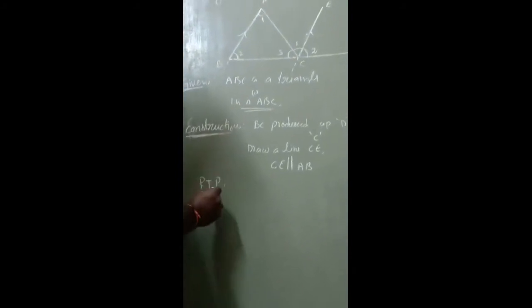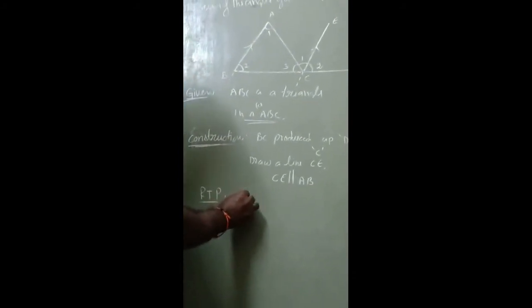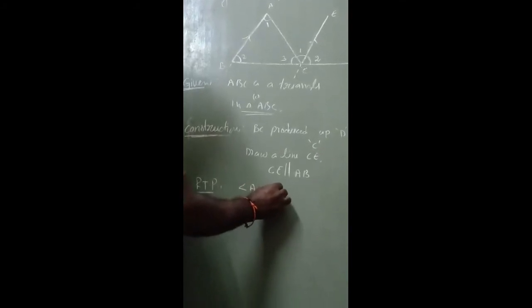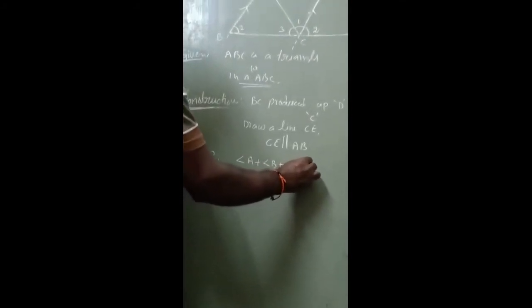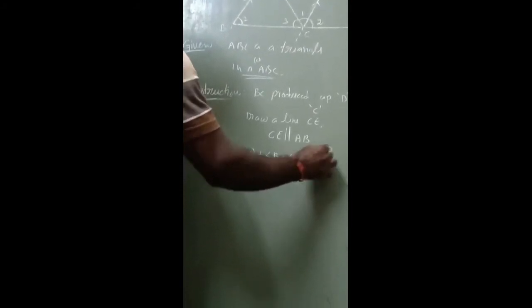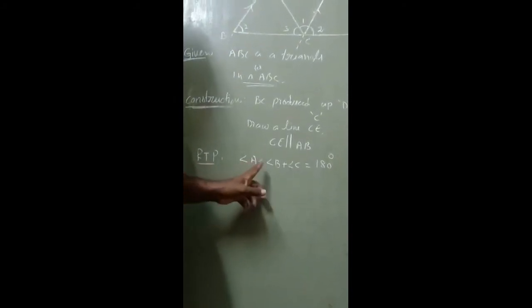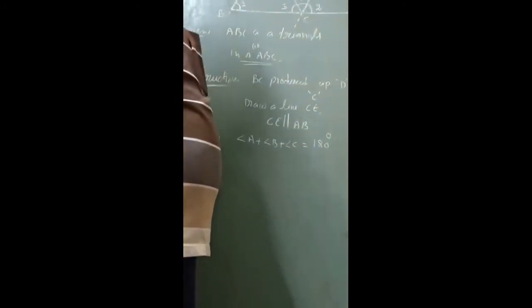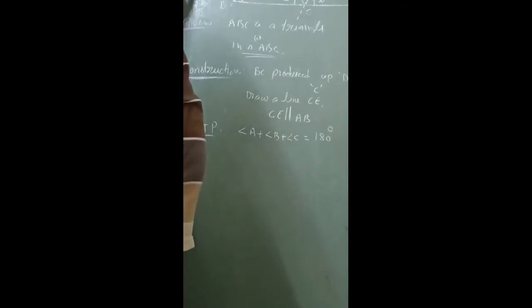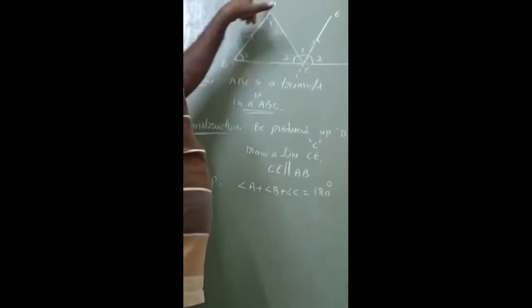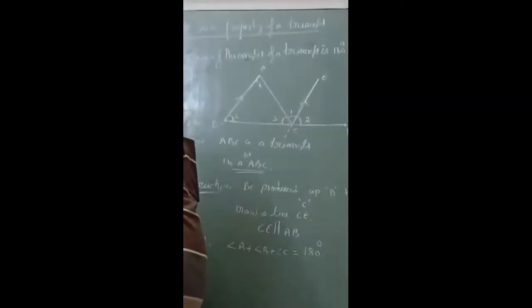What is required to prove? Angle A plus angle B plus angle C is equal to 180 degrees. RTP is angle A plus angle B plus angle C is equal to 180 degrees. This is the first step. Next, the first one is the statement. What is the statement? The sum of the angles of a triangle is 180 degrees.